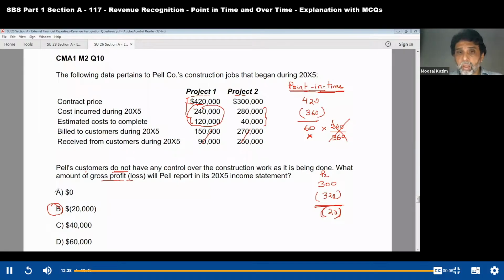So to see how that accounting is done, how the recognition is done, we'll do that in the coming sessions.